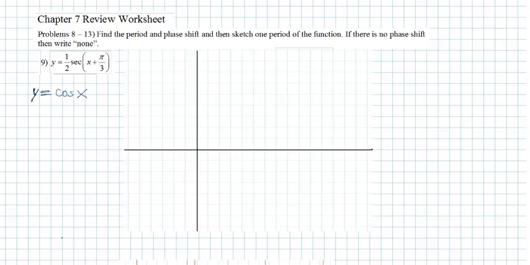So if you remember the period when the x has no coefficient, the period is going to be 2 pi. And the amplitude, it's understood that the coefficient is 1, so the amplitude is 1. So here is 1 half, and here is 1. Just 1 right there.